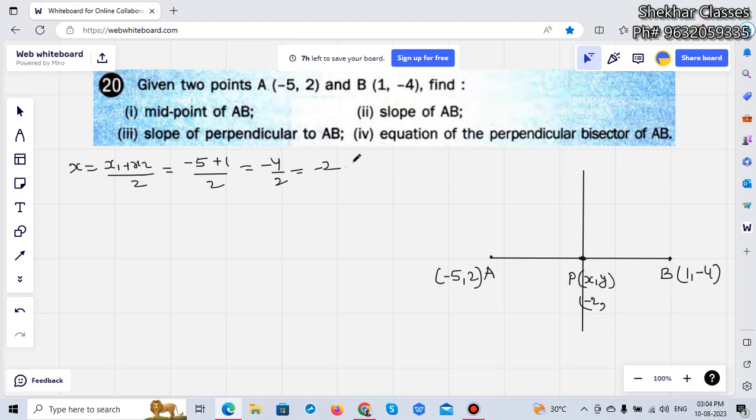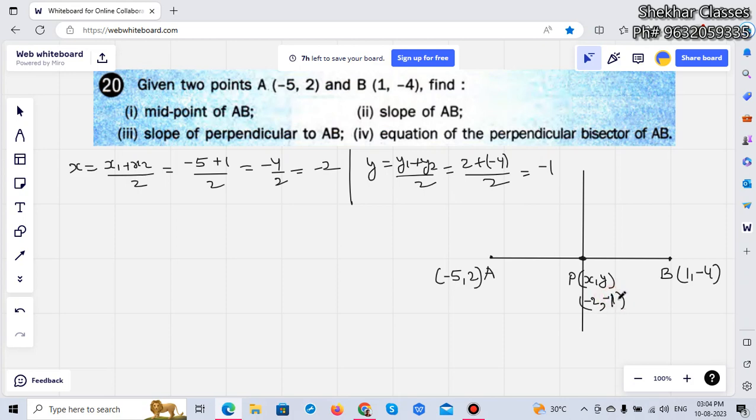Y also. Similarly, Y will be equal to (y1 plus y2) upon 2. So what is y1? 2 plus minus 4 by 2. So minus 4 plus 2 is what? Minus 2. Minus 2 by 2 is minus 1. So we get y as minus 1 here.